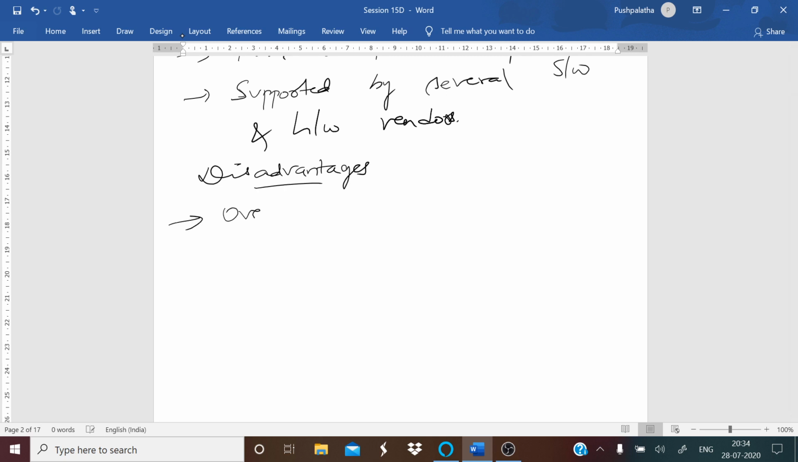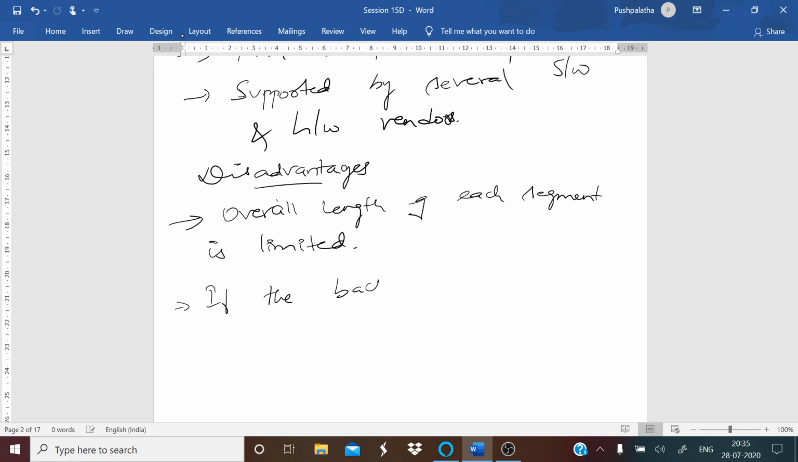Disadvantages: the overall length of each segment will be limited depending on the type of the cable that you are using. And if the backbone, we call that trunk the backbone, fails or breaks, then the entire segment goes down.